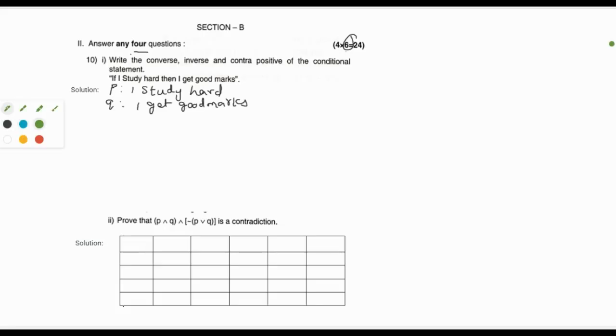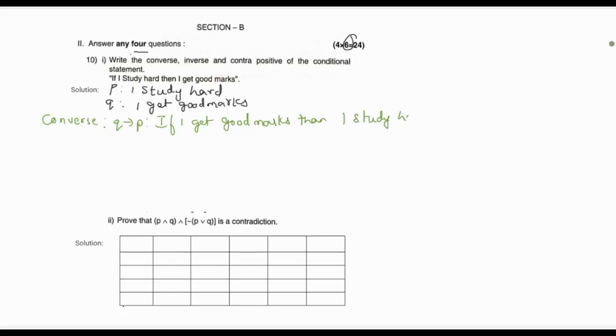What will be the converse? Converse is Q implies P. If I get good marks, then I study hard.